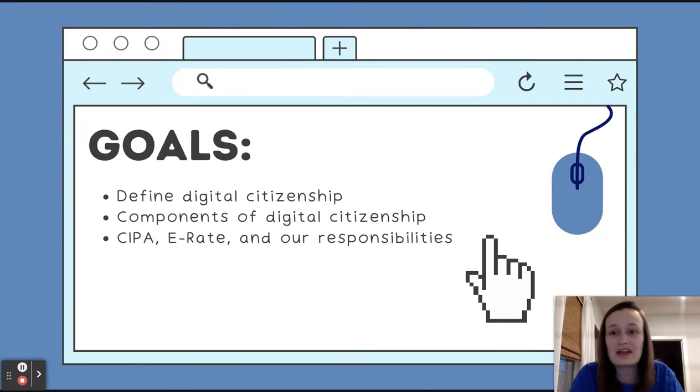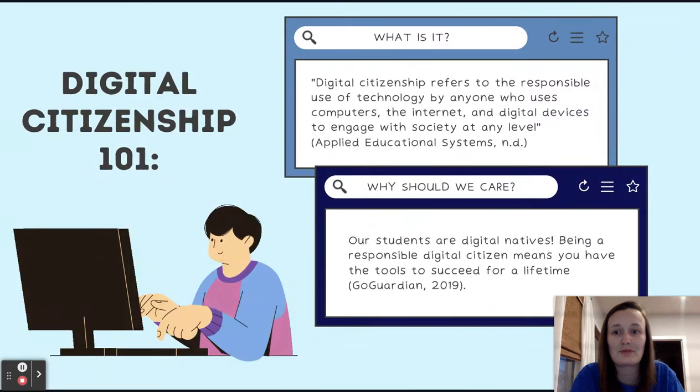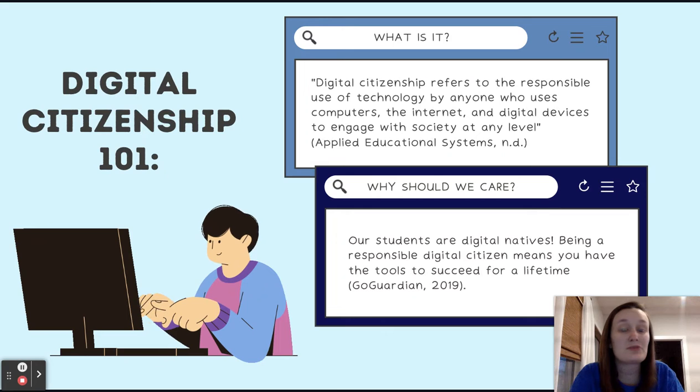Our goals today are to define what digital citizenship is and all the components of digital citizenship, and to go over CIPA, E-rate, and our responsibilities within those programs. So, what is digital citizenship? Applied Educational Systems defines it as the responsible use of technology by anyone who uses computers, the internet, and digital devices to engage with society at any level.